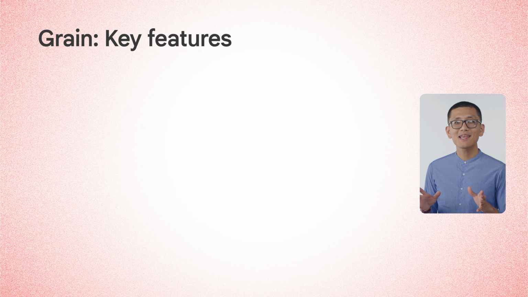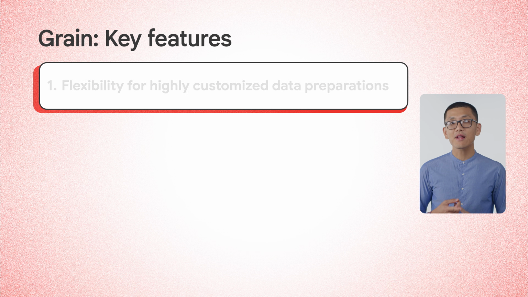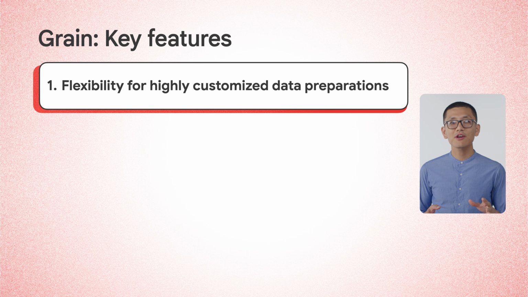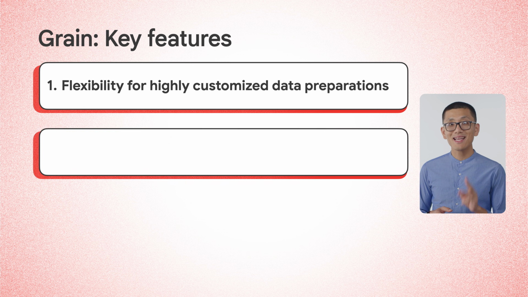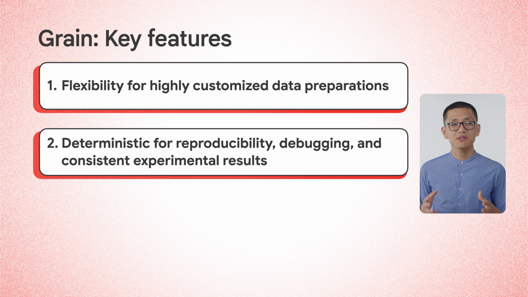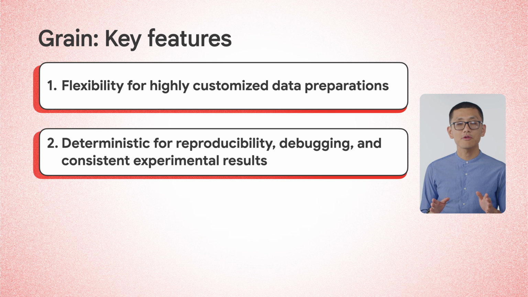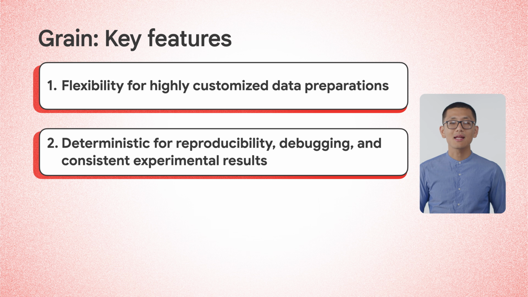A number of key principles and features make Grain stand out. First is the flexibility to implement arbitrary Python transformations within data pipelines, allowing for highly customized data preparation. Second, like much of the JAX ecosystem, it's deterministic. Grain's design ensures that multiple executions of the same data pipeline consistently produce identical output. This is crucial for reproducibility, debugging, and consistent experimental results.